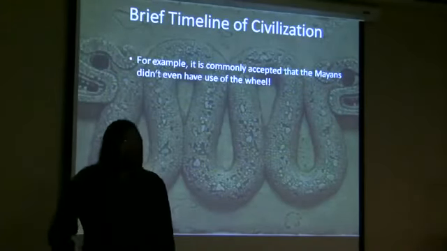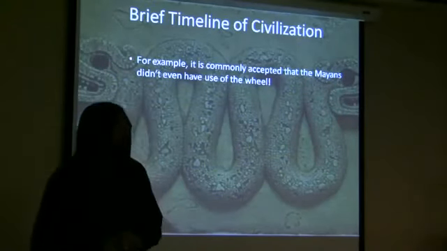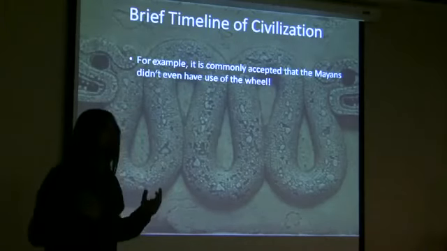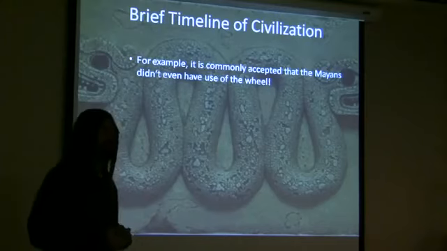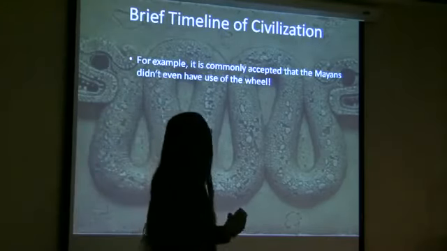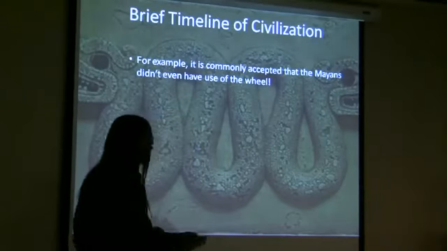For example, one of the things that's commonly stated, which I'm sure you've heard before, is the Mayan civilization, as great as they were, it's said that they didn't even have use of the wheel. They hadn't even invented the wheel yet. Never mind that they're building giant megalithic structures and pyramids, they supposedly didn't have access to any technology and didn't even have access to the wheel.